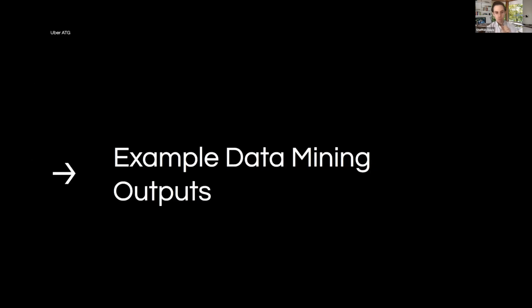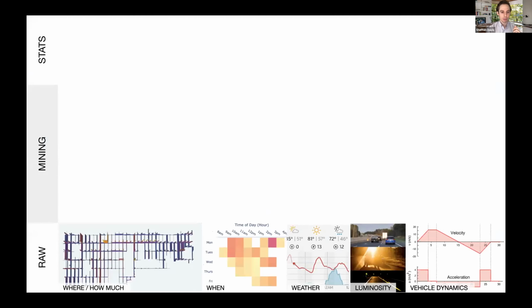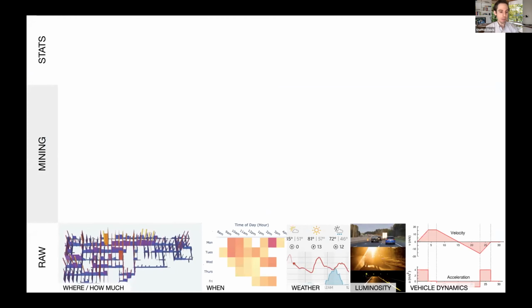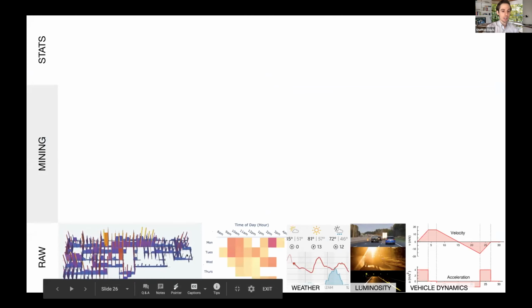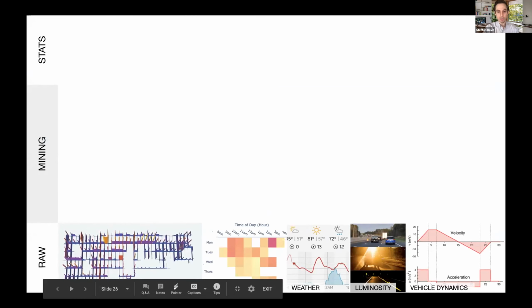Okay, so we looked at a specific analysis, but the process of data mining can produce a wide variety of outputs beyond the specifics we just looked at. For example, data mining in the terms of SDVs works a lot with raw data. So this is even before a model has been produced. So you can data mine where and how much an SDV drove, when an SDV drove, under what weather conditions, what was the luminosity that was present in the camera? Was there a lot of glare? Was it a very clear day? Was it at night? And what were the vehicle dynamics? So how fast was the car driving? Were there any hard brakes?